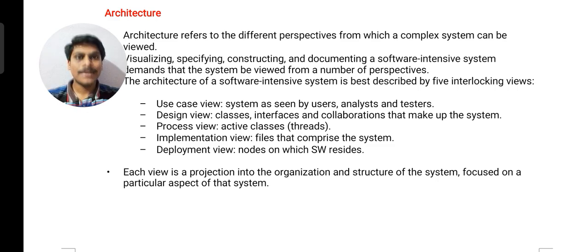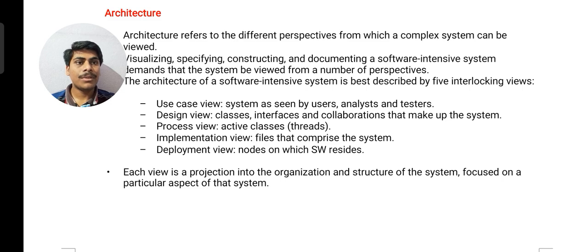Today, my Tech Talk presentation in this subject, Object Oriented Analysis and Design, is on the topic UML Architecture, including the different parts of the UML architecture. First of all, what is the architecture of UML? Architecture refers to the different perspectives from which a complex system can be viewed, for visualizing, specifying, constructing and documenting a software-intensive system.